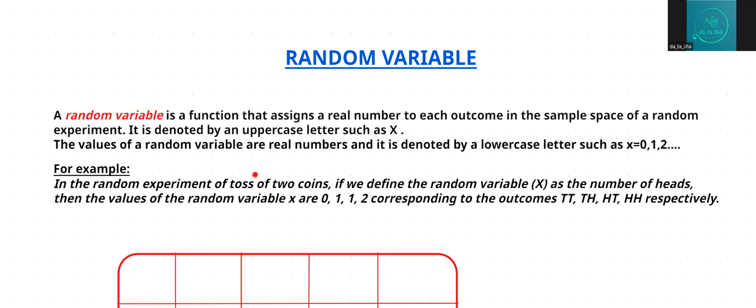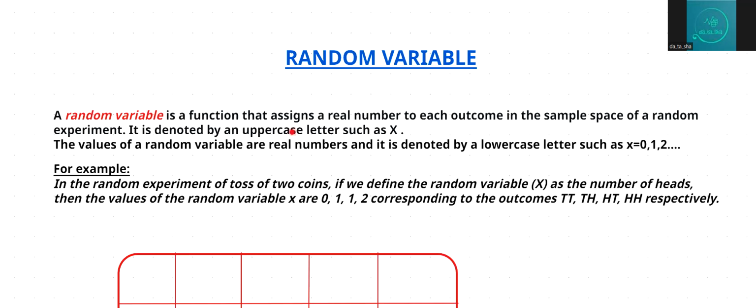I have started a new series, probability distributions, in which I'll be talking about various discrete probability distributions and continuous probability distributions. So this is my first lecture, and in this particular lecture I am talking about random variables. So what is a random variable? What are the different types of random variable? So we'll be doing that.